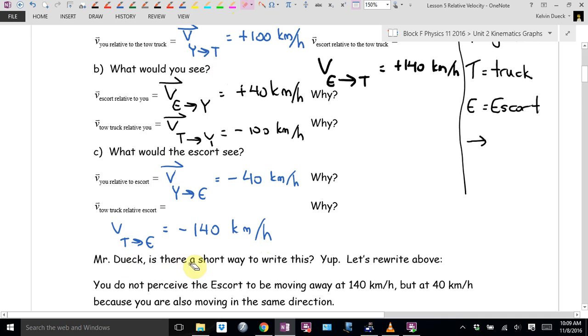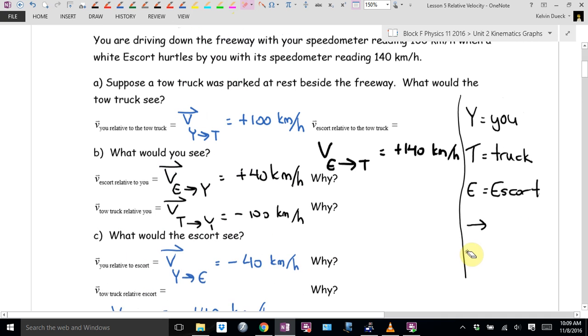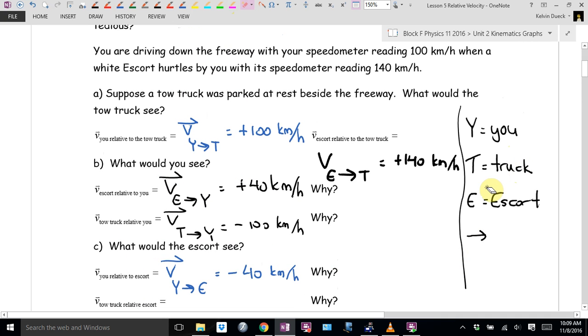is there a short way to write this? Yep. Actually, I did it with you already. The first time I taught this, we wrote everything out in English, velocity relative to the, and I said, forget that. I'll show them the abbreviations to begin with because I tend to abbreviate. So here's the short way to write this. Pick letters that make sense and the symbol for relative to, an arrow pointing. Velocity of the tow truck relative to you. Velocity of you relative to the tow truck.